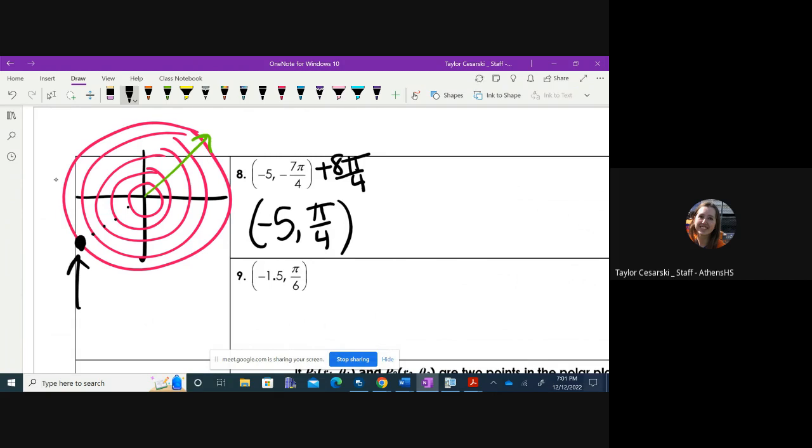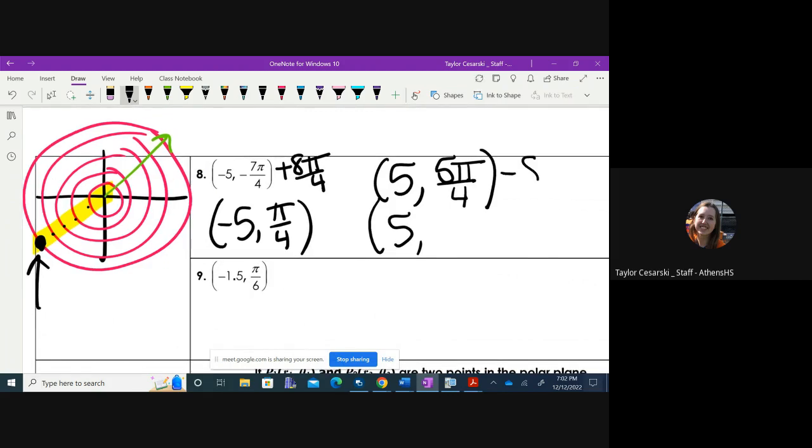Well, how else could I name this point? I could also say take 5 steps towards this angle I highlighted in yellow. What angle is that on my circle? That angle is 5 pi over 4. Now, is there another way that I could name 5 pi over 4? Well, if I subtract 2 pi, I get negative 3 pi over 4. Again, these two angles are the same. That's why they have the same r value. And then these two angles are coterminal. That's why they have the same r value. So I highly recommend on these that you sketch a picture.